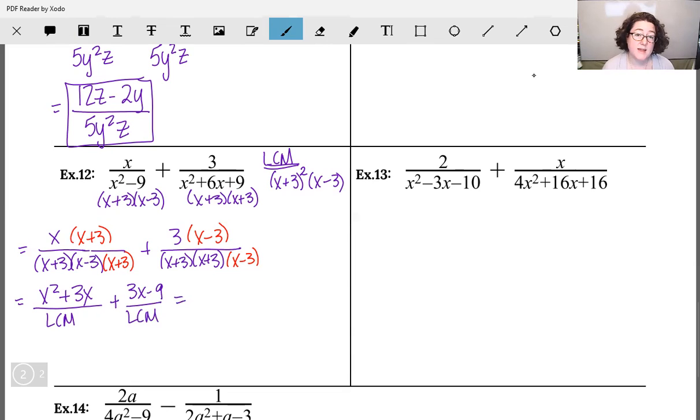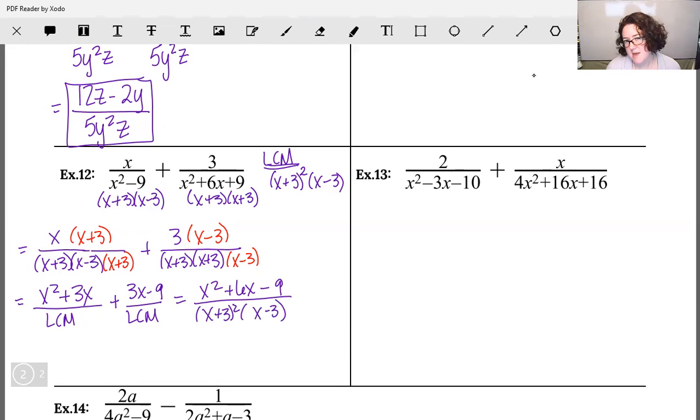And so then if I combine my terms now, I'm adding everything from that second expression. So I have an x squared, no other x squared to add it with. I have a plus 3x plus another 3x from the second one, so plus 6x. And then we have plus a negative 9 or minus 9. And that whole expression is over the LCM, which I can now go ahead and write out. So x plus 3 squared times x minus 3.